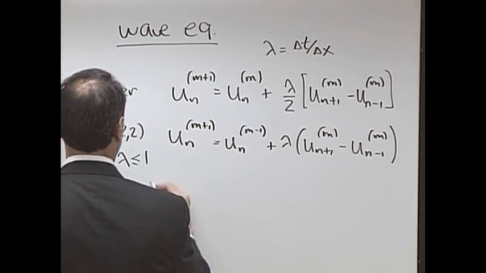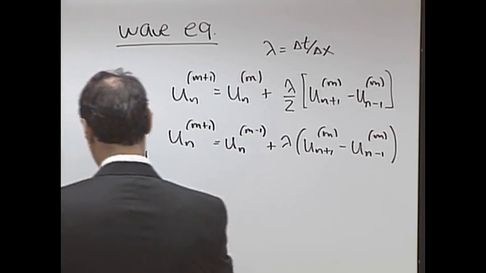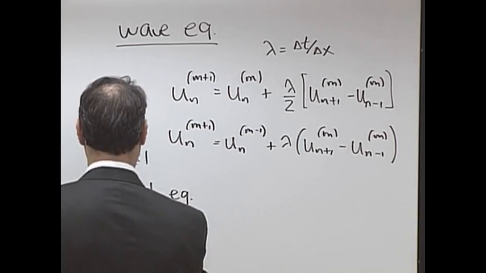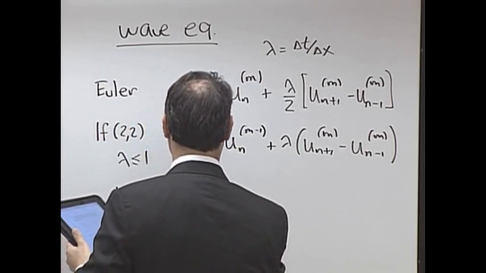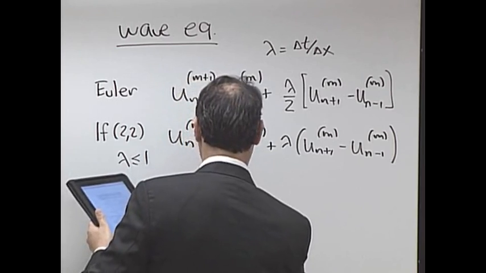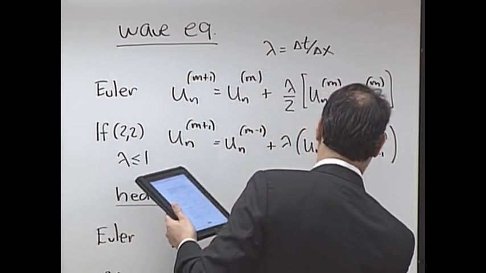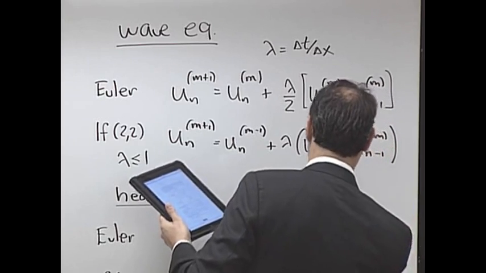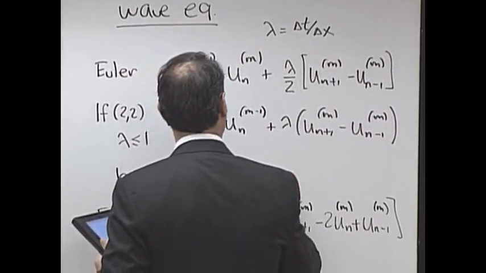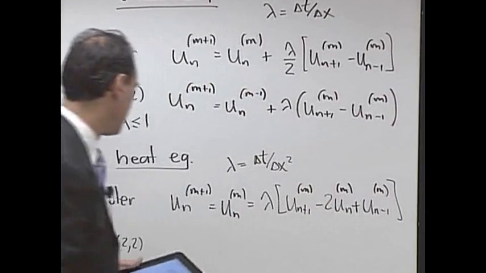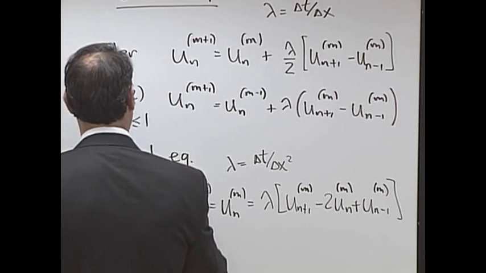Now, for the heat equation, let's write down the schemes. Here it is for Euler, and for leapfrog. For Euler, you get u(n+1, m) equal to u(n, m) plus lambda times u(m+1) minus 2u(m) plus u(m-1), all evaluated at n. And now lambda is equal to delta t over delta x squared. That was Euler, and it was stable for lambda less than or equal to a half.